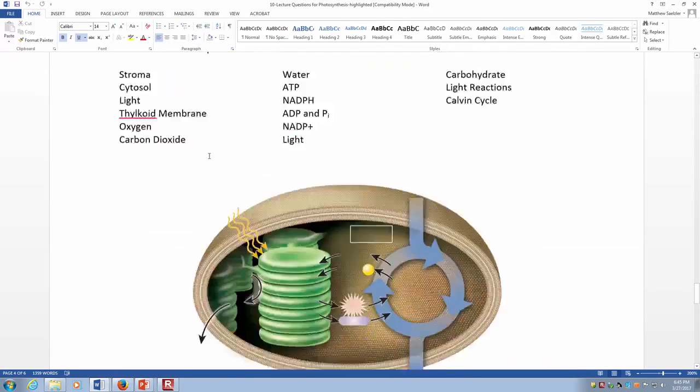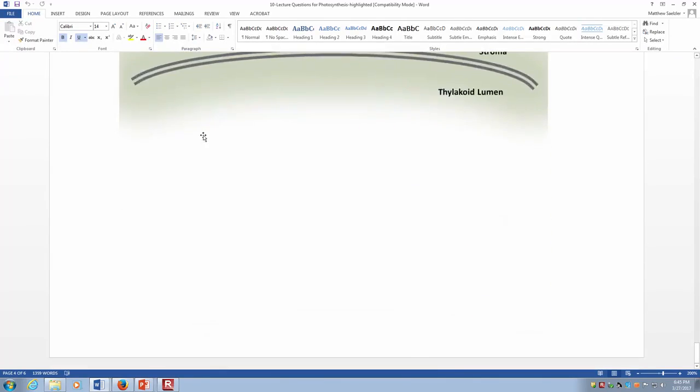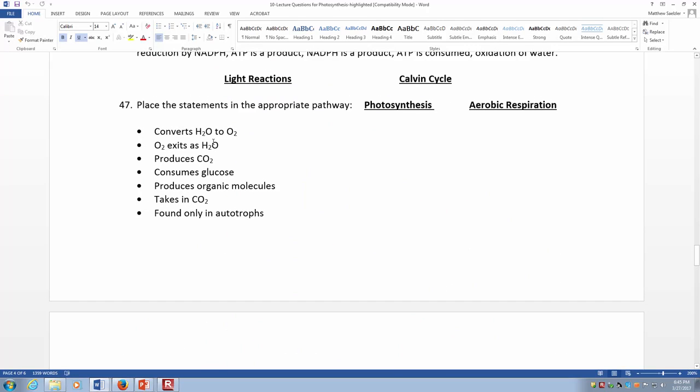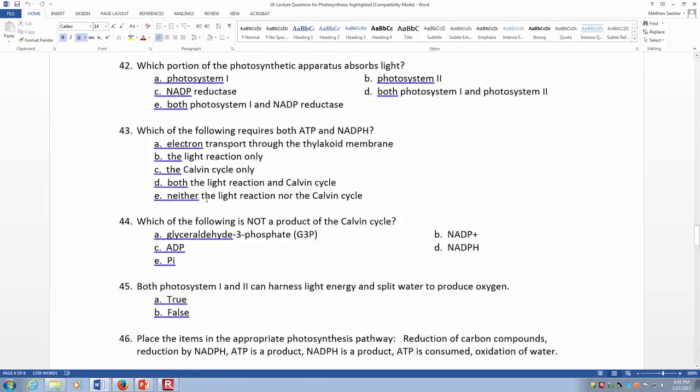Okay. Did you guys see other questions that you want to go through from this topic? We're going to go through 47 after we go through aerobic respiration. So we'll come back to this. But do you have other questions that you guys want to go through? 34?